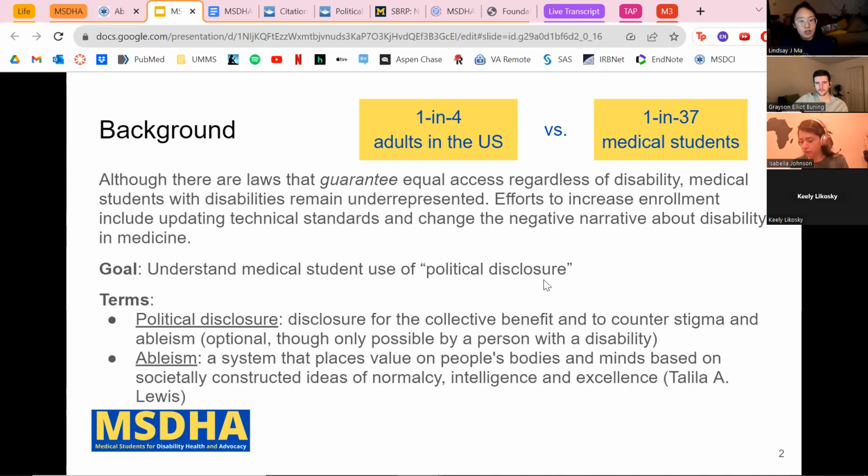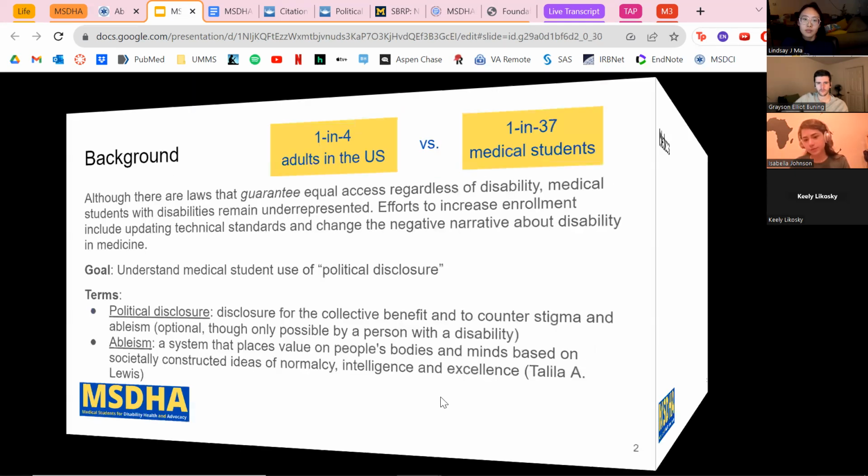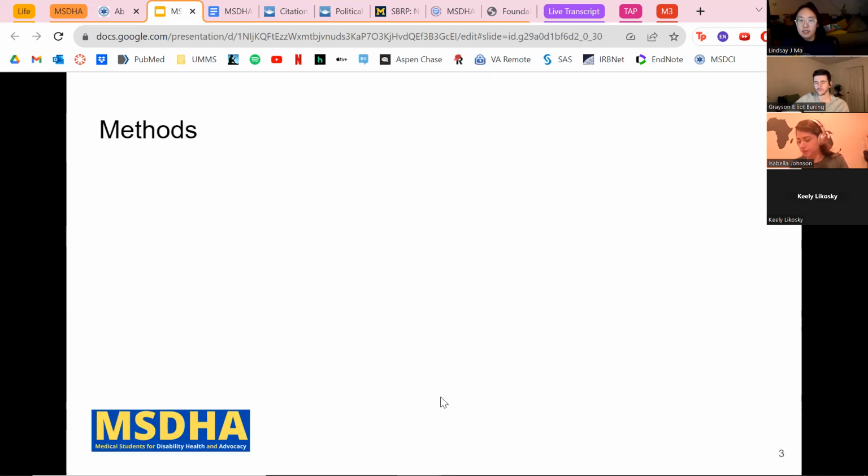We also want to cover the term ableism, and I like Ms. Lewis's definition here, which is a system that places value on people's bodies and minds based on societally constructed ideas of normalcy, intelligence, and excellence. With that, we can move on to methods. In this paper, they used a constructivist grounded theory. It just means that because there wasn't an existing theory in this area, using an exploratory approach, the author was looking for theories that could be used in subsequent papers.